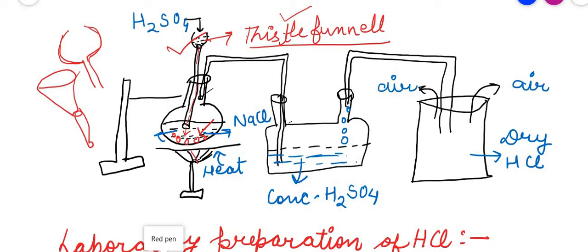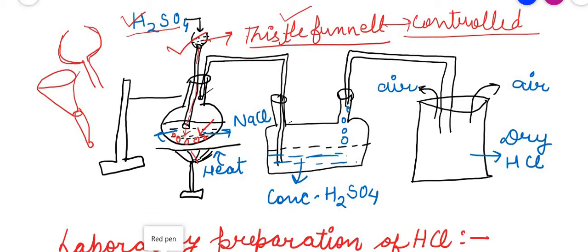Because with the help of this Thistle funnel, the reaction will occur in a controlled manner, because we already discussed that the reaction can be explosive. Why? Because we are using H2SO4 here. You also know that H2SO4 is an acid, so it is very important to handle this with care, and the Thistle funnel helps us complete the reaction in a controlled manner. Okay, I hope that is fine.